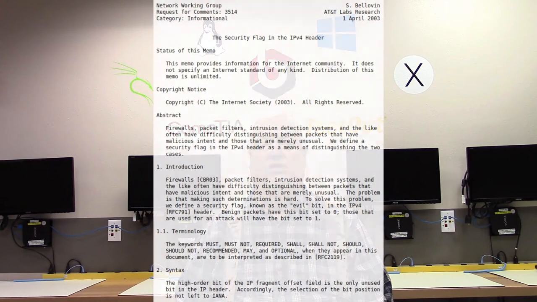On April 1st, 2003, RFC 3514 proposed adding the evil bit to IPv4 packet headers. Benign packets have this bit set to zero. Those that are used for an attack will have this bit set to one. This proposal was met by a great deal of enthusiasm.